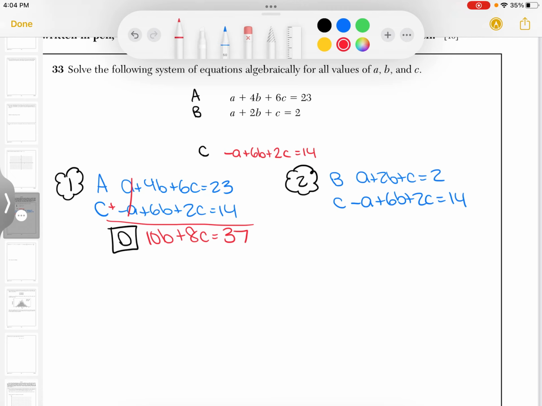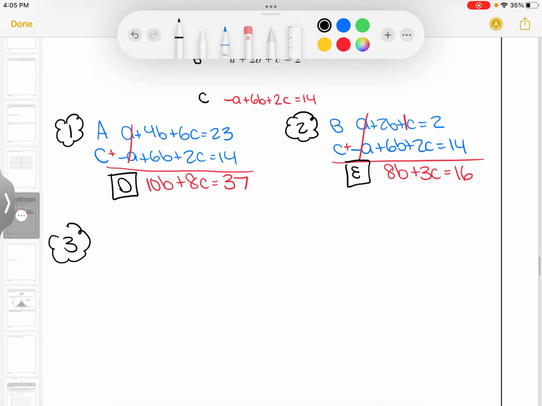Sorry about that. Now I'm going to do what I did in step 1 and add the two equations together with the goal of canceling out the A, and they do. So 2b plus 6b is 8b, and then 1c plus 2c is plus 3c, and that equals 16. I'm going to call this equation E.